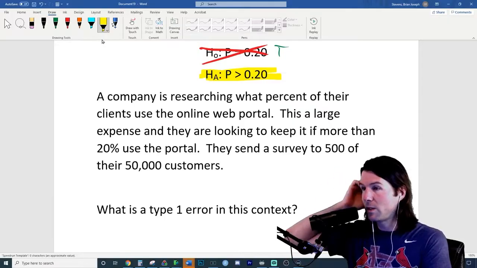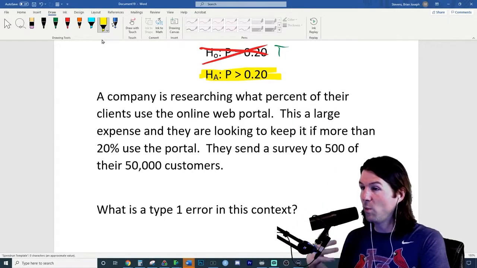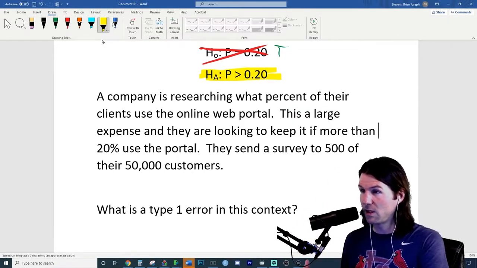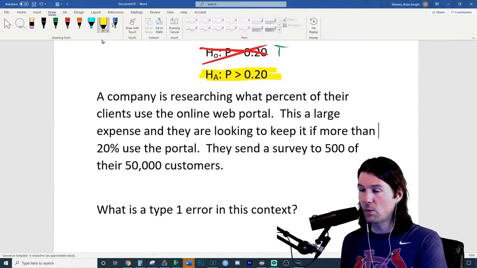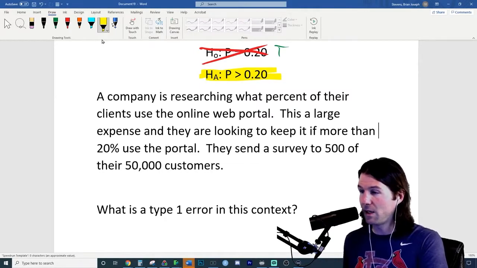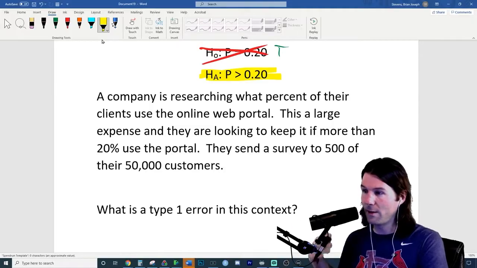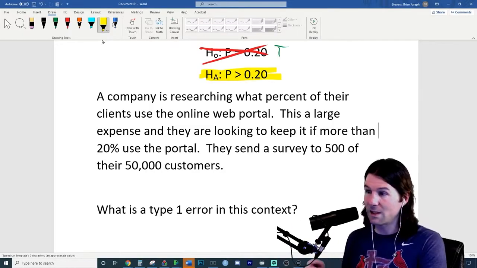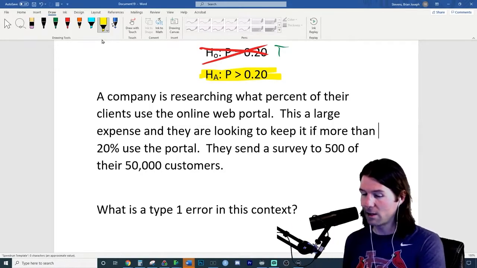So we are going to believe that more than 20% of people are using the online portal. And with this, we're probably going to invest more in online because this is not true right there. It is true that 20% use it. We don't have more than 20% using it. So this will probably cause the company to invest more in their online presence when it's not actually being utilized to the amount they want.